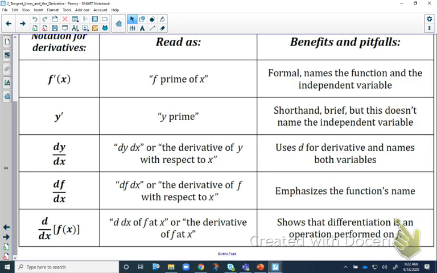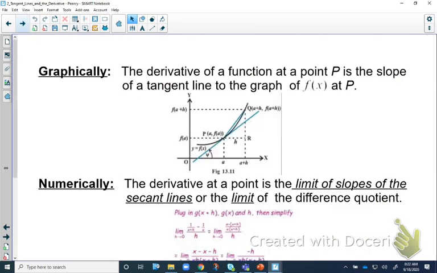dy dx is a very common way of showing that we're going to take a derivative. We're saying the derivative of y with respect to x, and df dx is basically the same thing as dy dx, but you don't really see that too often. And d dx of f of x is, again, the same thing. We're taking the derivative of the function at some value x. So just be aware, these are all different ways of notating a derivative of a function in some way.